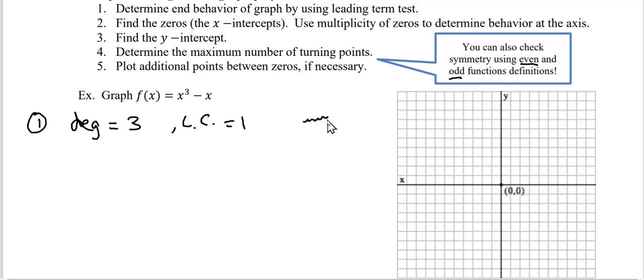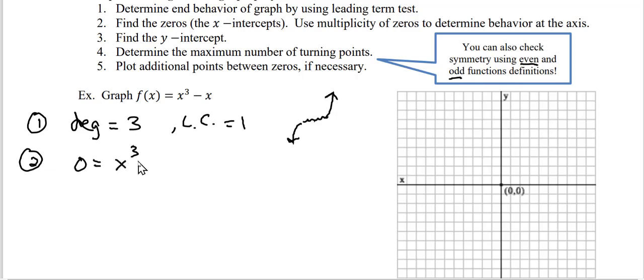Odd degree means they go opposite directions. Positive leading coefficient means it goes up to the right and down to the left. I just drew a little squiggle in the middle because we don't know what's happening in the middle there. That doesn't help us put anything on the actual graph at this point. We need more information. Let's work on the zeros.